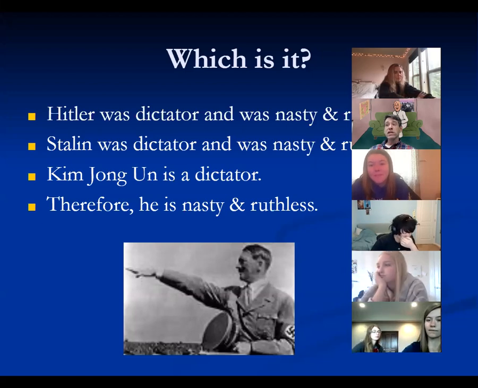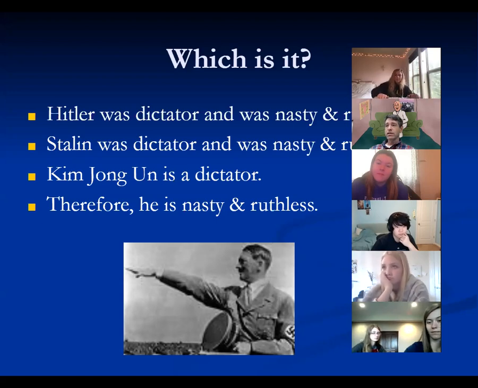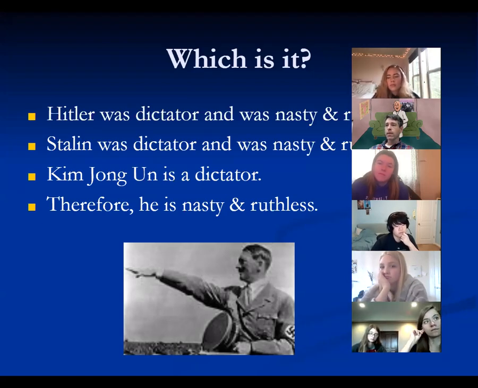Notice she introduced a premise to support the conclusion. Did everyone hear that when Anna spoke up? She says, well, power corrupts, right? Power is corrupting. And so when you give a human being power, it's going to corrupt them. And that's going to lead to them being nasty and ruthless.